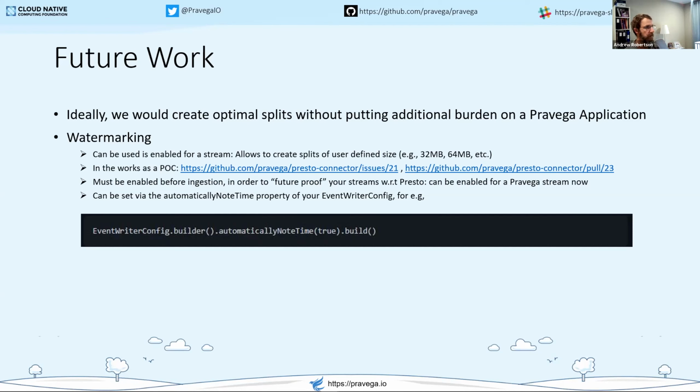As probably a lot of you are aware, there's the idea of watermarking, and we can use this information to then define splits of an arbitrary size. So you would be able to say, I want a split of 64 megabytes, and we'd be able to do that. There's no out-of-band stream that you need to maintain or any of that kind of hacky stuff, to be frank. So it's all seamless to the user, and this is coming. Next.